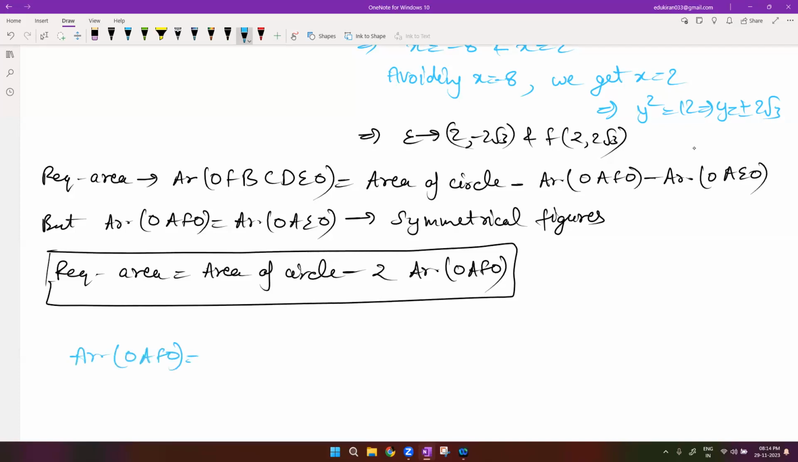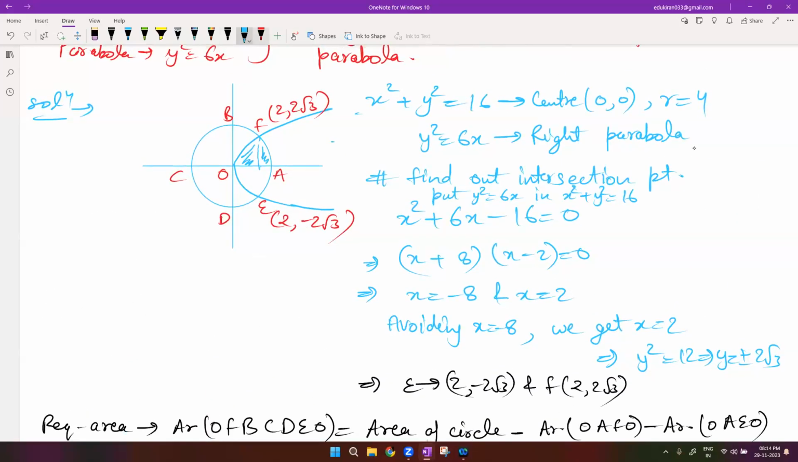So now let's focus on OAFO. We know what is the point A. What is the radius? 4, 0. Hence, point A must be 4, 0. Right? Now focus on OAFO. OAFO is the combination of two areas. One area is lying under the parabola, and one area is lying under the circle, which is from F to A. So first, I need to integrate the parabola from 0 to 2. And then from 2 to 4, I will integrate the circle.